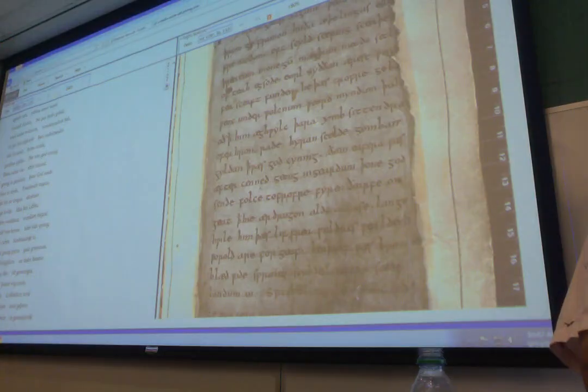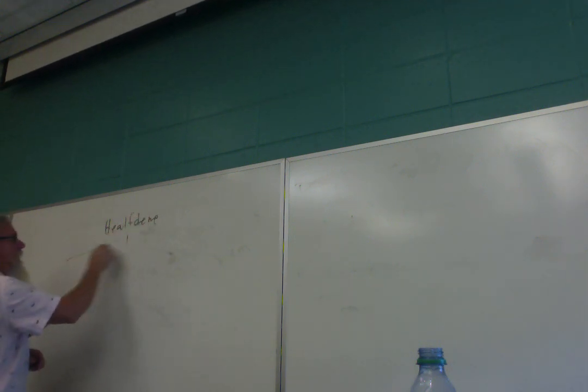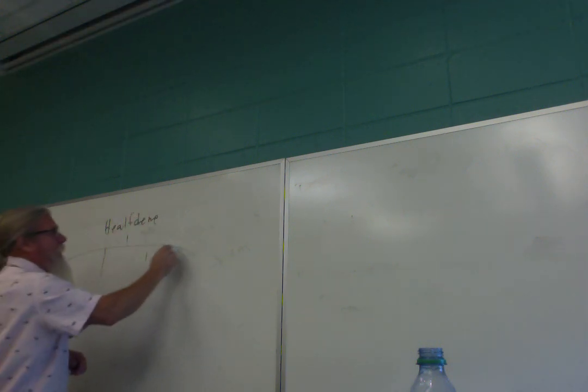Let's turn all this back off. I'm not going to refer to the text anymore. I'll go up. That was at 247. Halfdane had 4 children. Who are they?